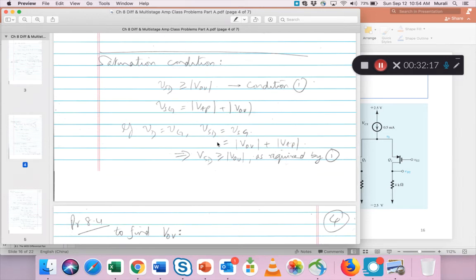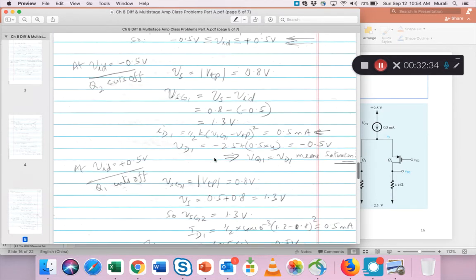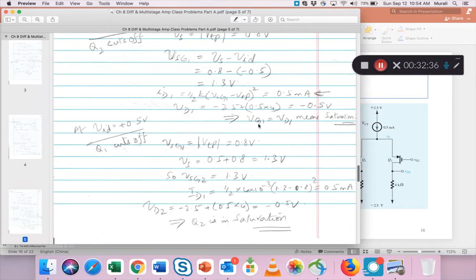Whenever we have the gate voltage equals the drain voltage, like shown here, that means saturation for MOS devices. And that's the logic I explained to you. Okay? All right. So VG1 equals VD1 means saturation.